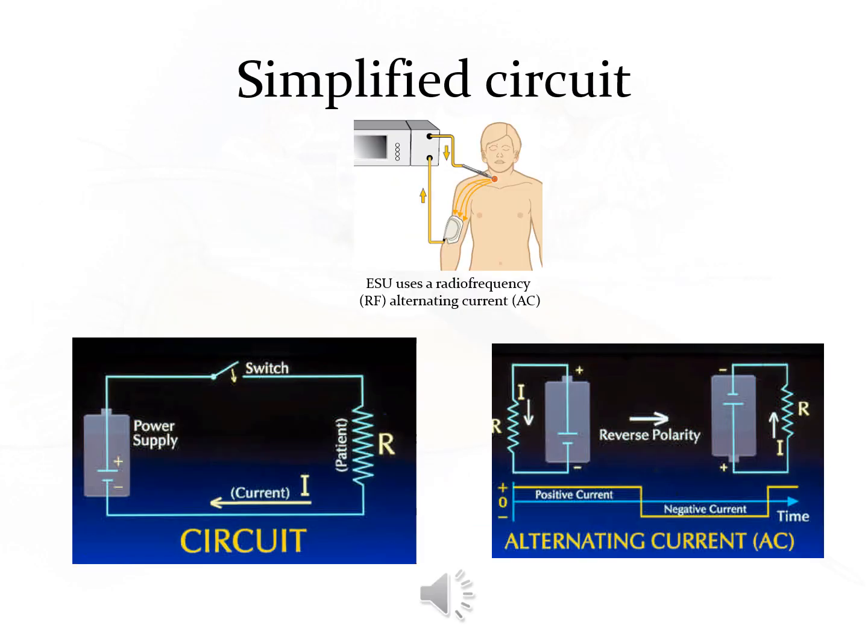The simplified circuit of an electrosurgical unit: 1. The switch is the foot or hand switch. 2. The patient becomes the resistor R in the circuit. 3. Flow of electricity is the current.